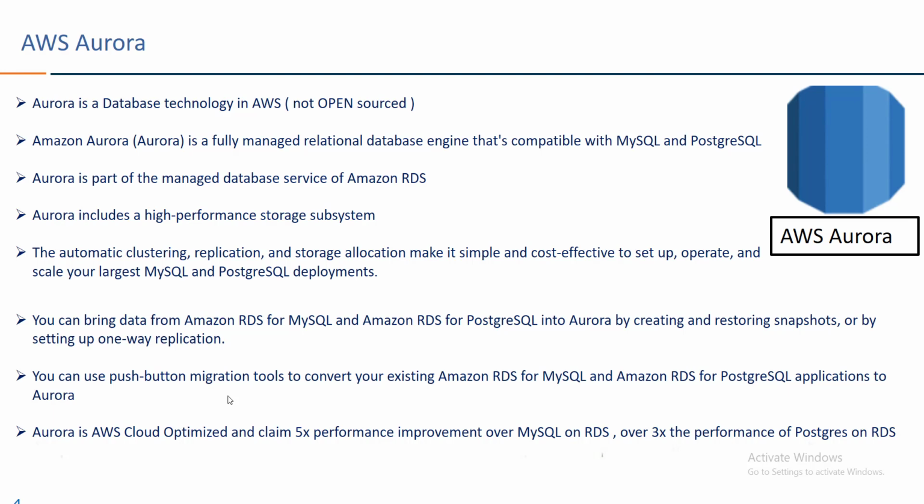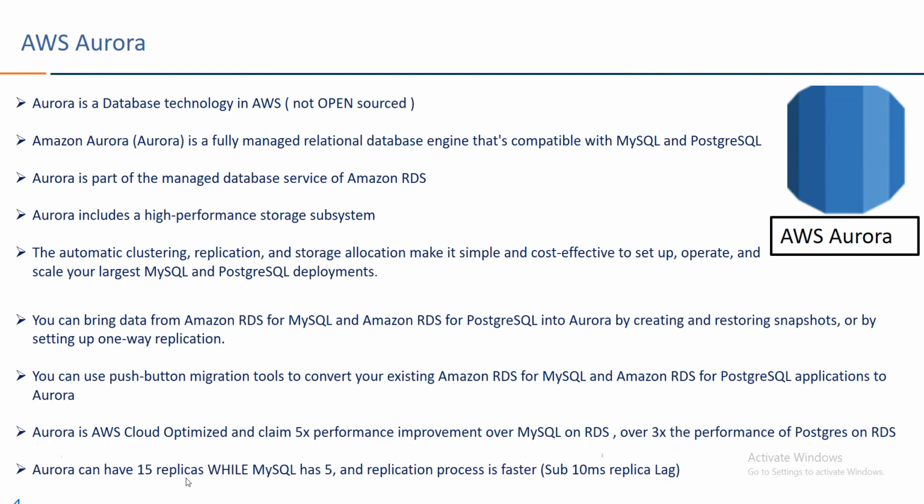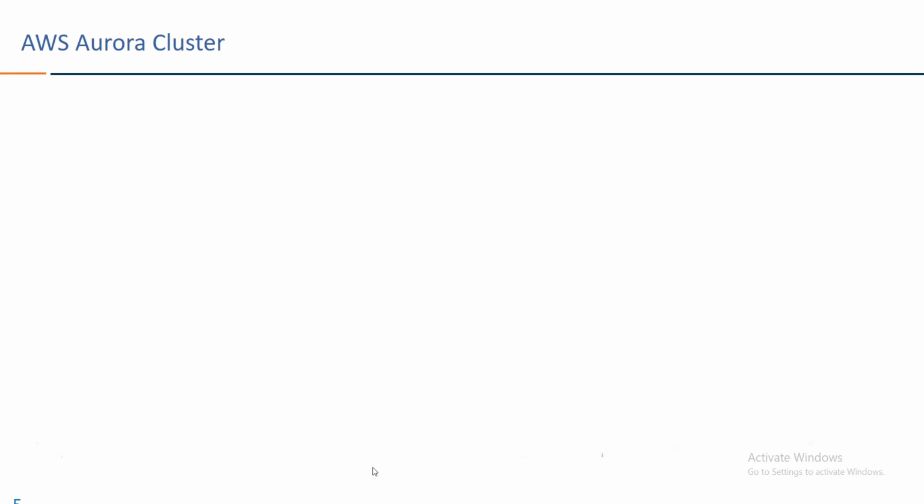That means if you have any MySQL instance running on RDS and you put the same thing in Aurora, it will give 5x performance, and for Postgres it will give 3x performance. Aurora can have 15 replicas while MySQL has 5, and the replication process is faster. That's AWS's claim, that in the Aurora cluster the replication will be faster.